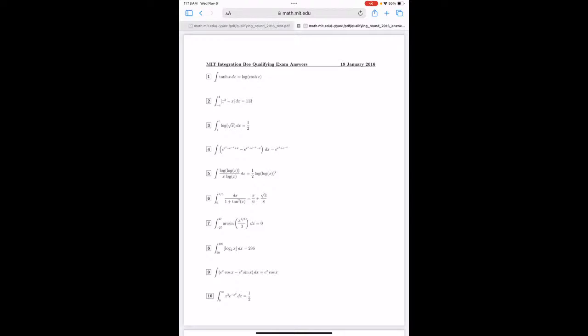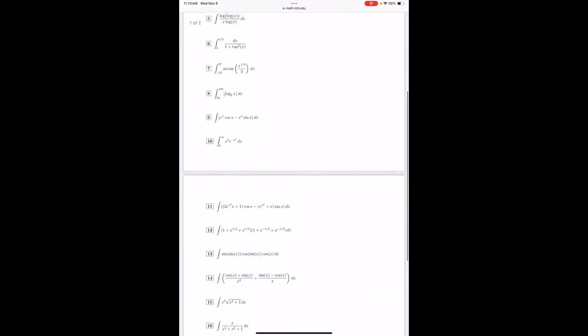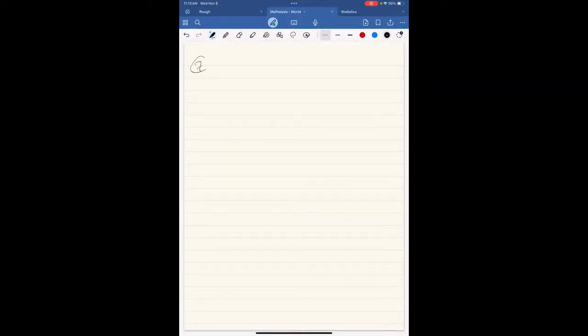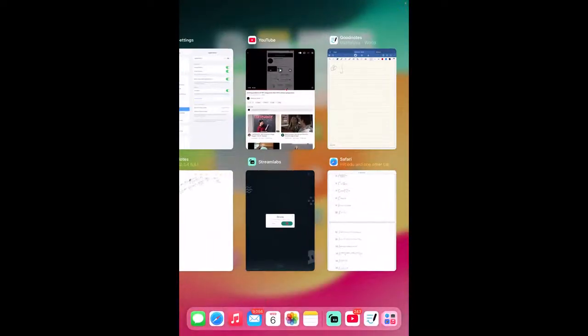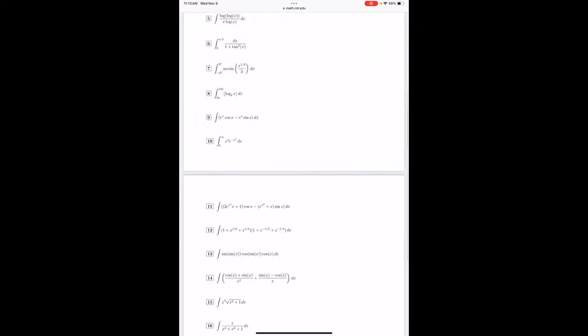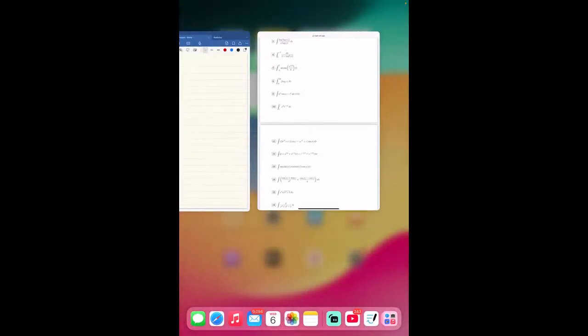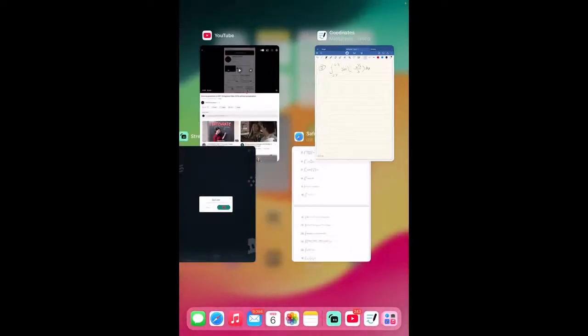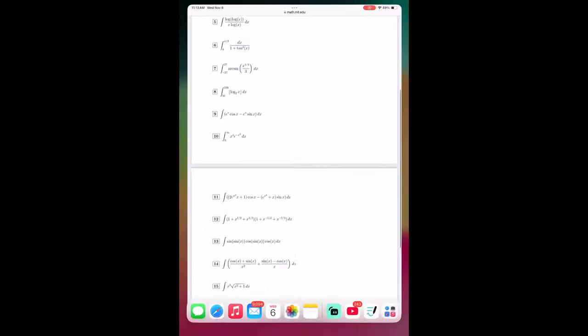Now next one. Minus 27 to 27, arc sine of x to the power 1 by 3 dx. Oh, this looks pretty hard, but this is pretty easy actually. There's a saying in Hindi, which means that whatever looks to be hard is actually easy. They make it look so complicated.